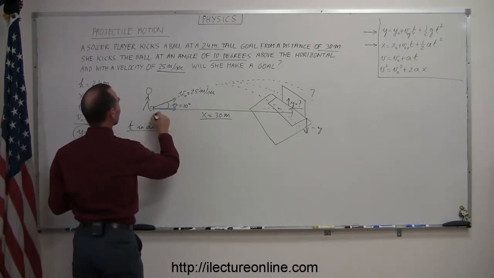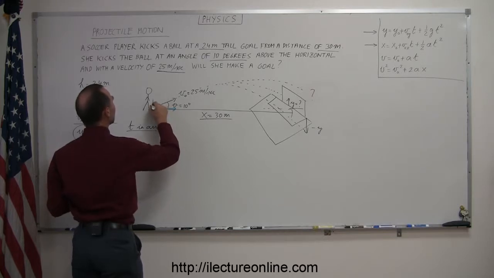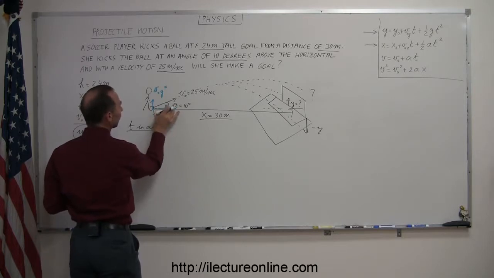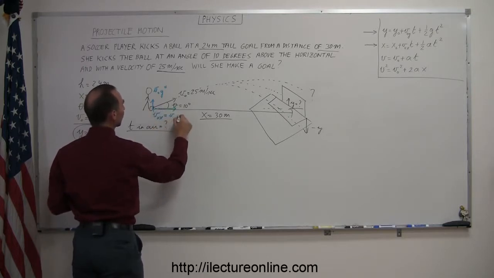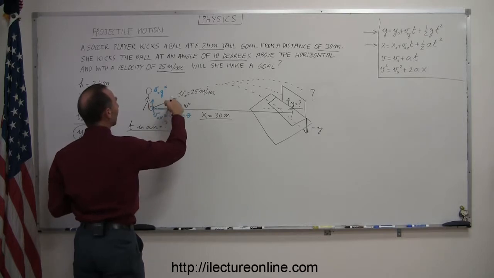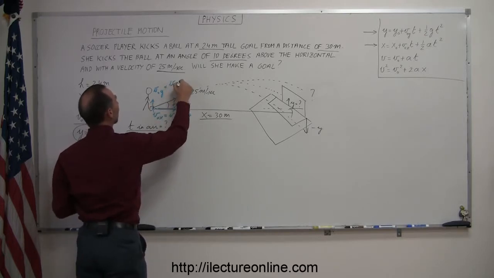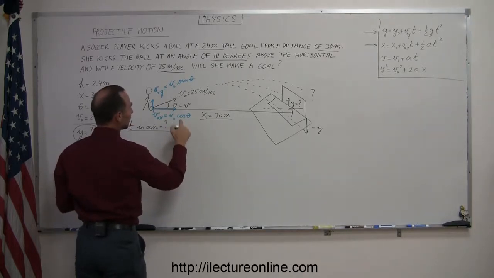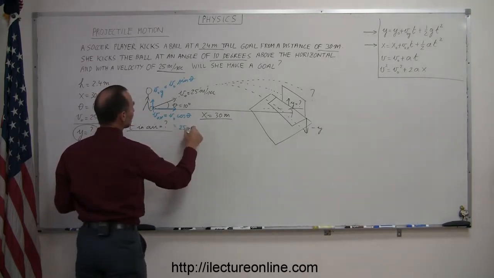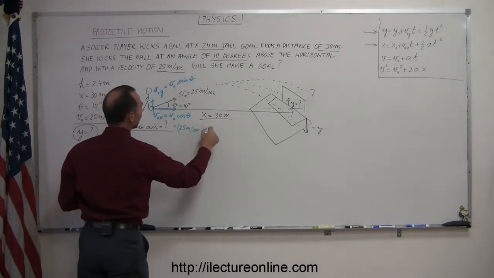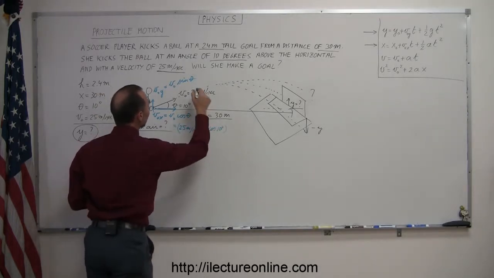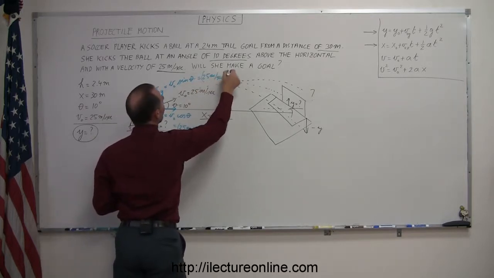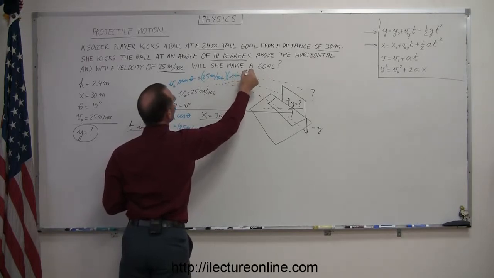We need to figure out what v initial in the x direction is, and what v initial in the y direction is. Since this is adjacent to the angle, it is v initial times the cosine of the angle, and this is opposite to the angle, so it is v initial times the sine of the angle. Plugging in the numbers, that's 25 meters per second times the cosine of 10 degrees, and 25 meters per second times the sine of 10 degrees.